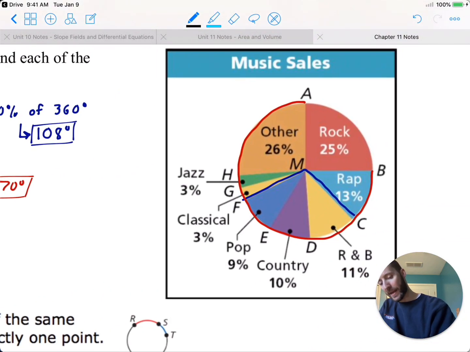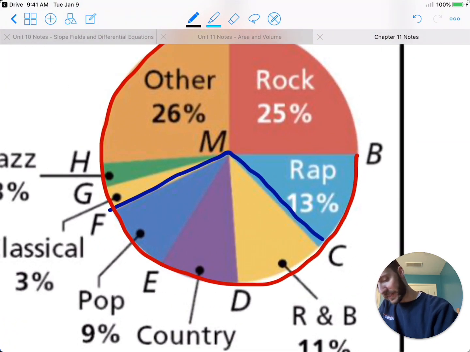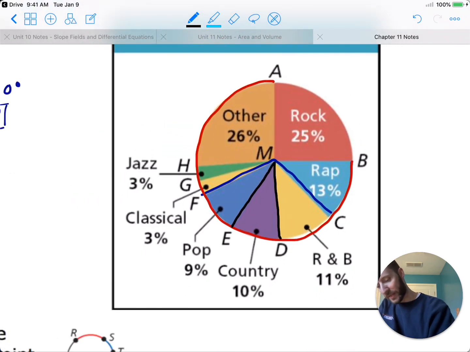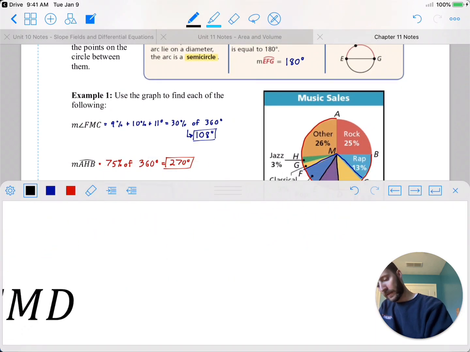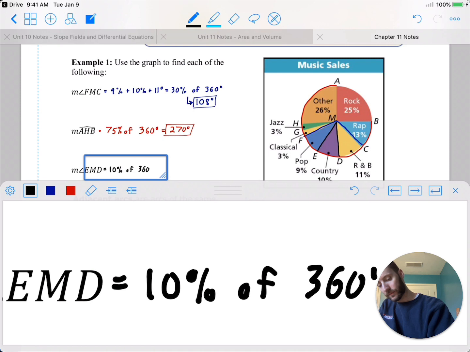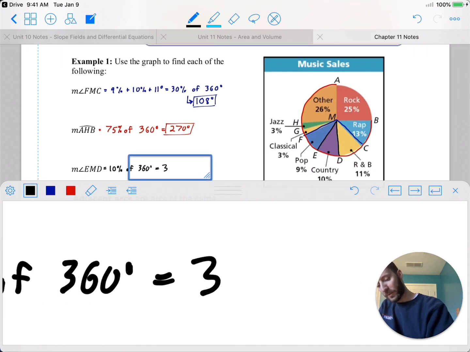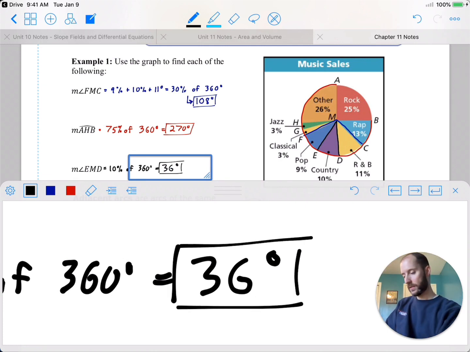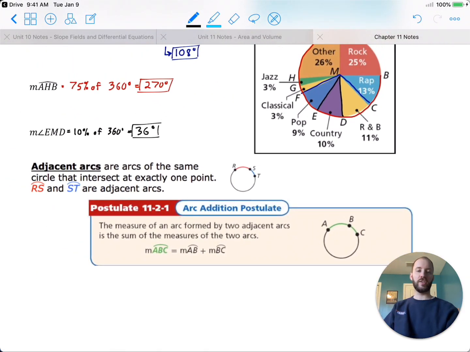Then measure angle EMD. So E to M, back to D. That is going to be 10% of 360, of the whole circle, and 10% is going to be 36 degrees. Alright? So the central angles, the minor arcs, equal measures, you can use them to readily find the measure of arcs, and you already know how to find the measure of angles.